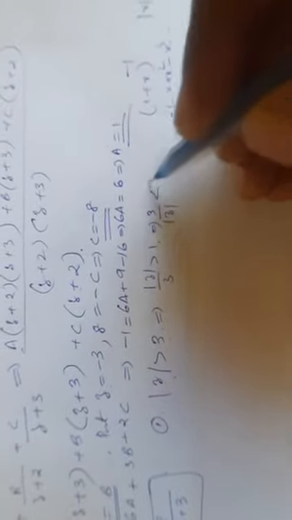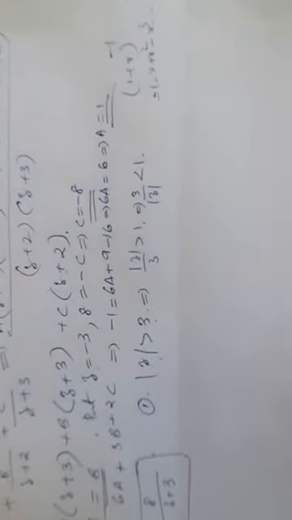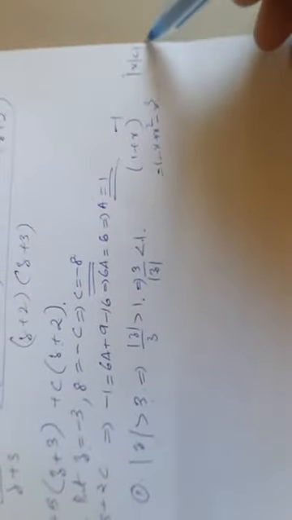So if mod z is greater than 3, then mod z by 3 is greater than 1. Or taking the inverse or reciprocal, 3 by mod z is less than 1. Okay, 3 by mod z is less than 1. So mod x less than 1. The condition is mod x less than 1. So as in the case of mod x less than 1, here the case is 3 by mod z is less than 1. So we have to expand in the powers of 3 by mod z.